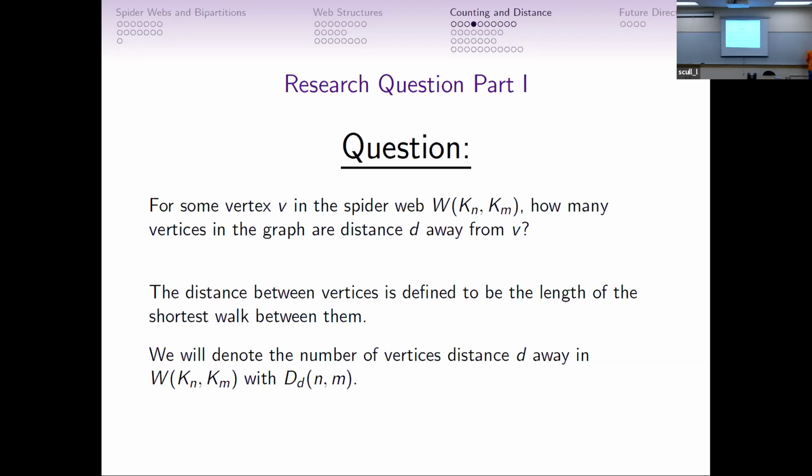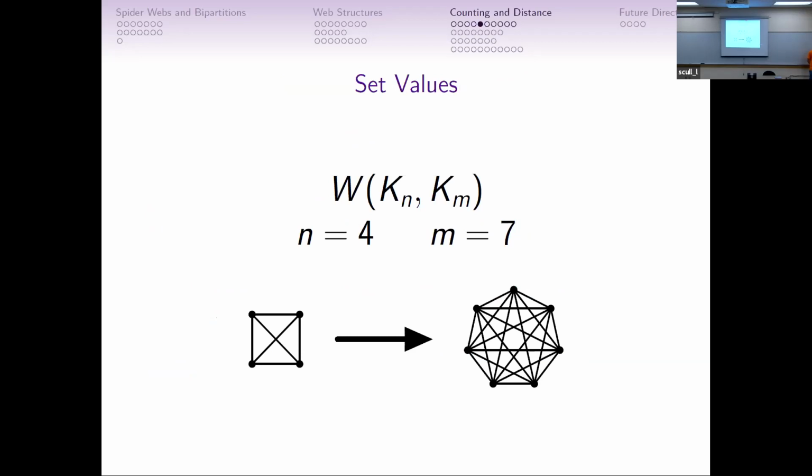And because the complete graphs are so regular and symmetric, it's reasonable to expect that our choice of vertex won't much matter here. Pay attention to the notation at the bottom of the screen. That will come back up, big D, little d of n, m. That is saying for the spider web of K_n into K_m, pick a vertex, how many vertices are distance little d away. So for the sake of concreteness, let's set some real values here. Let's say n equals 4 and m equals 7, and 4 is less than 7, so we're good.